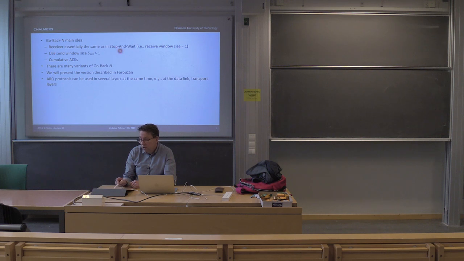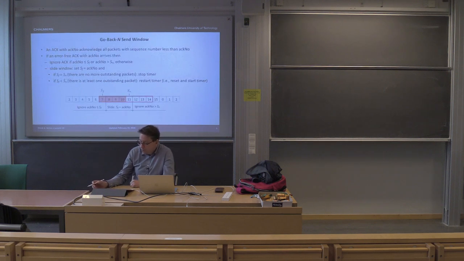The receiver is essentially the same as stop and wait, except it actually has a receive window of size 1. We'll talk more about receive windows later. But we use a send window which has a size greater than 1, and we use cumulative acknowledgements. I'll get back to what that exactly means in a second. Before we start, there are many variations of this Go-Back-N protocol. The variation we will talk about today is the one which is in the book. If you read another book, you will most likely find a slight deviation from the presentation here, but the core ideas are the same.